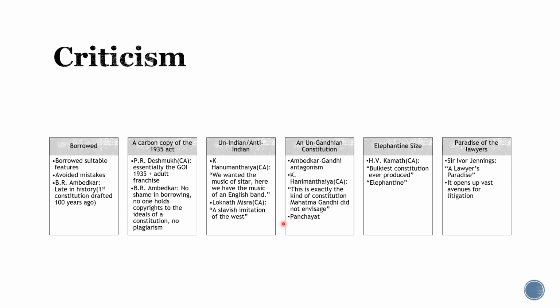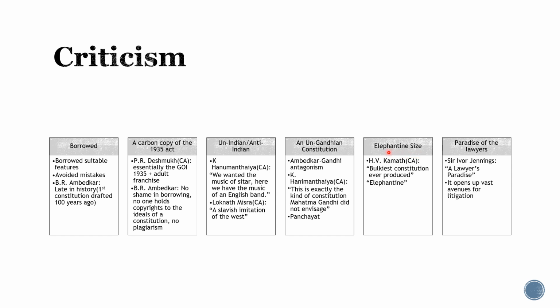Panchayats were not a part of the constitution which was originally drafted. That was added, as we've seen earlier, in the 73rd Amendment Act. So that is why it was said that it is not Gandhian. Elephantine size, we've talked about this.